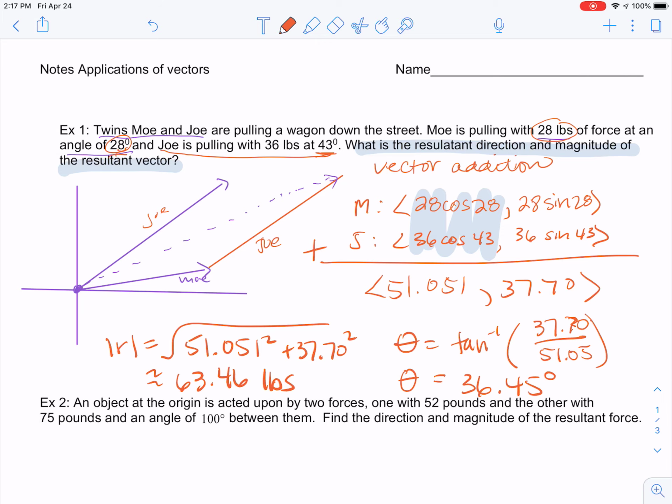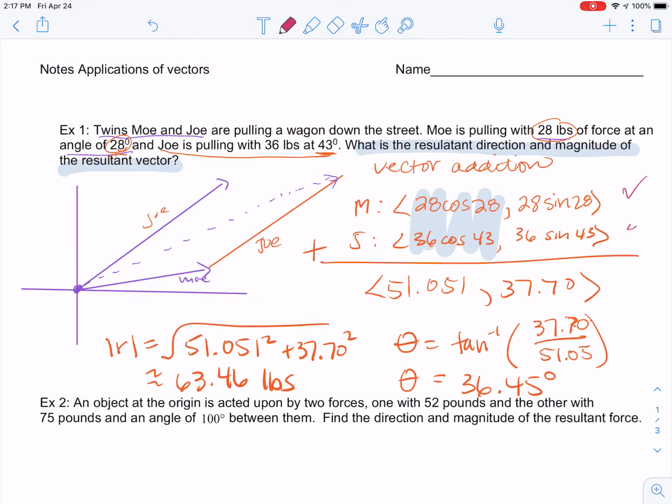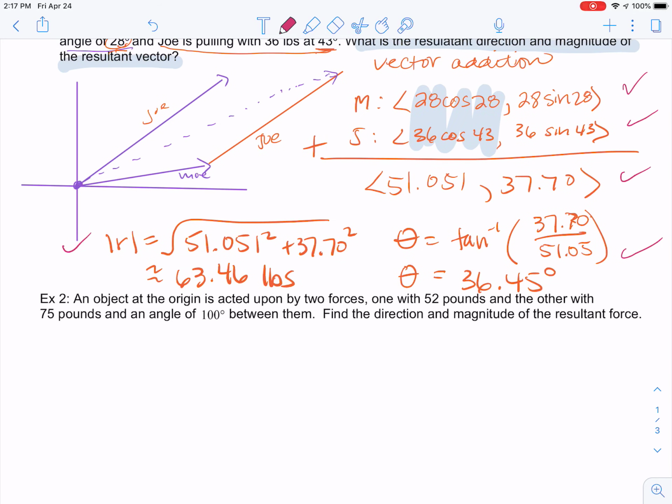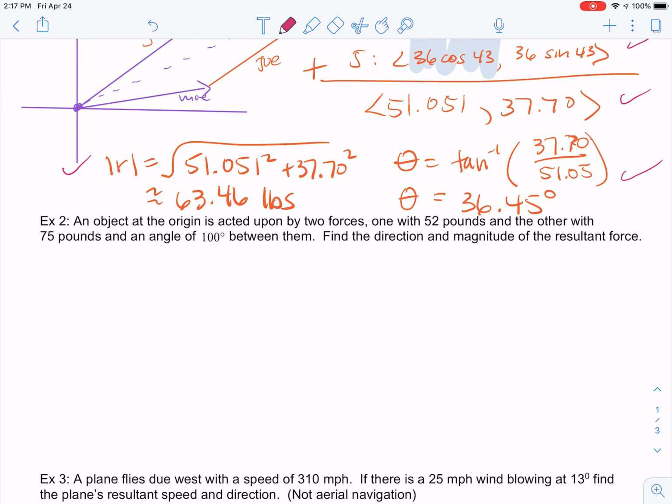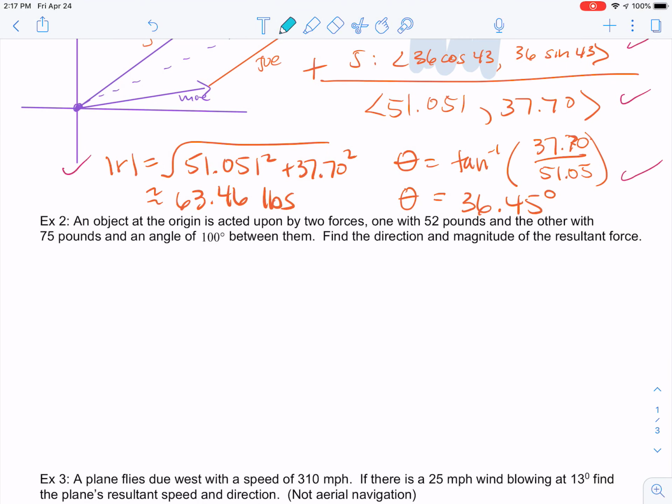Okay, so you don't have to draw the picture. You can just always set them up, add them, and do Pythagorean theorem and tan inverse. It's all you have to do with those things. Okay, so we don't have to draw it if we don't want to. All right, so let's try an object.